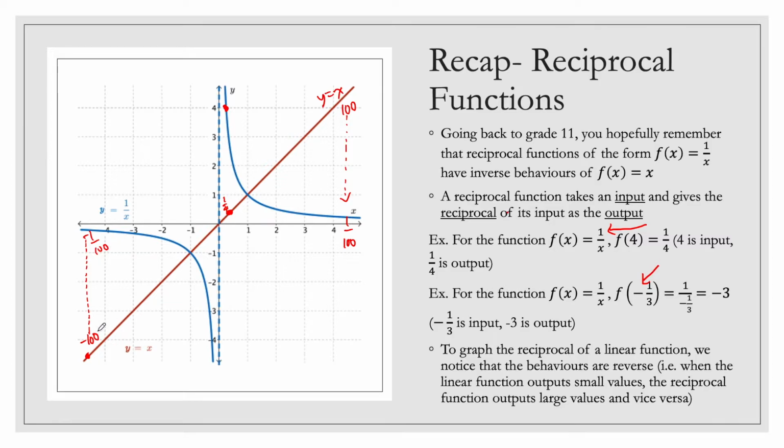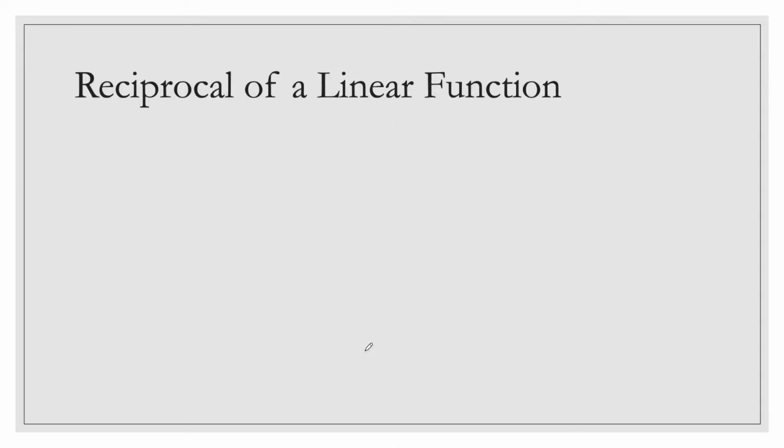So we can see here that the very large negative number in the linear function will result in a very small negative number in the reciprocal function. Understanding that reciprocal functions and linear functions have reverse behaviors will help us have a better understanding of what the graph of the reciprocal function looks like. So now let's look at the reciprocal of general linear functions.